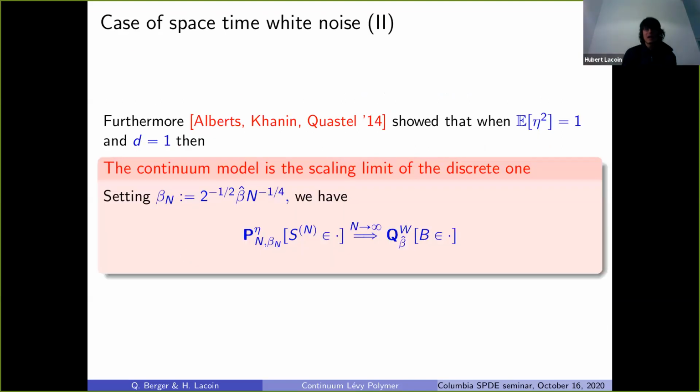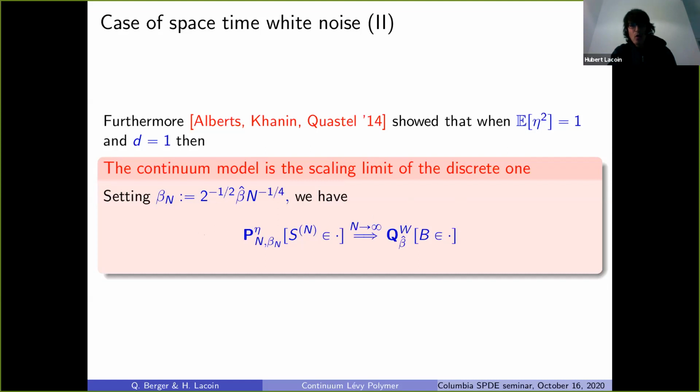And what Hubert, Khanin and Quastel also proved, not in the same paper, but in a paper that was published in the same year, is that this continuum model is indeed the scaling limit of the discrete one. That is, if you take beta_n that tends to 0 like n to the minus 1/4, then the distribution of the rescaled trajectory converges to this random distribution, which is a continuum directed polymer. Okay, so this is about what was proved in the Gaussian case.